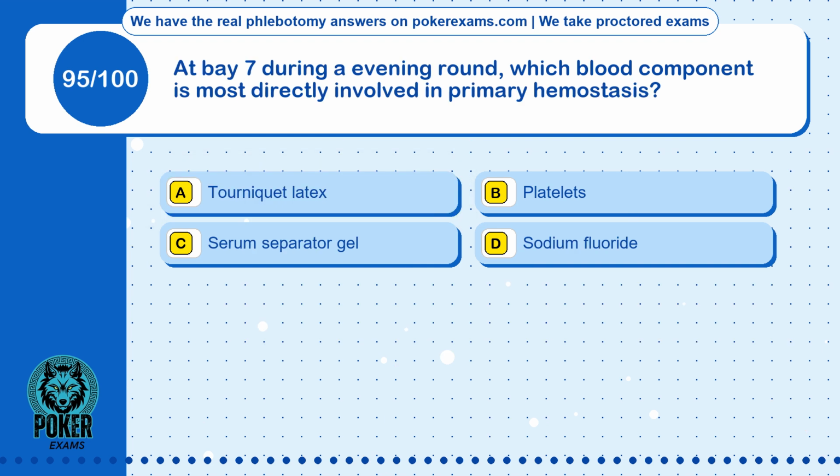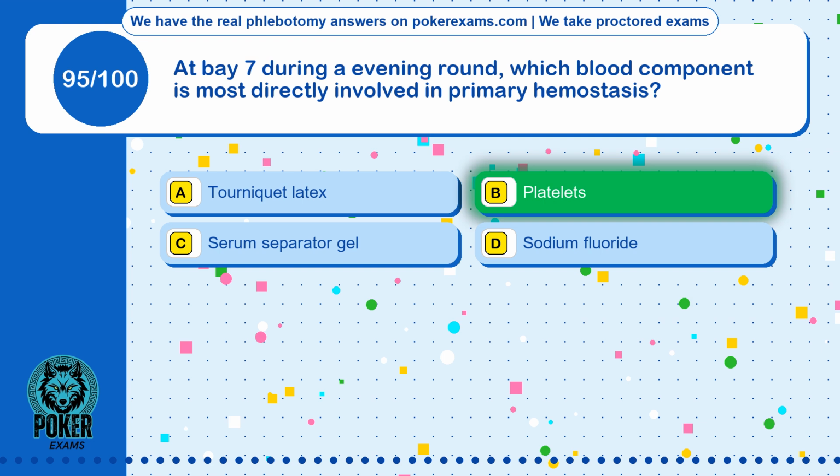Question 95. At Bay 7 during an evening round, which blood component is most directly involved in primary hemostasis? Option A, tourniquet latex. Option B, platelets. Option C, serum separator gel. Option D, sodium fluoride. The correct answer is option B.